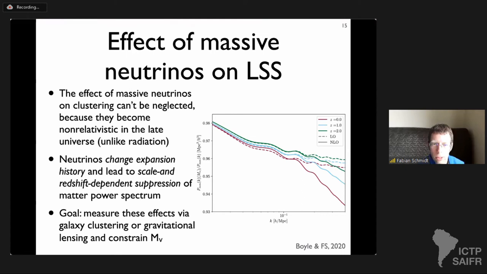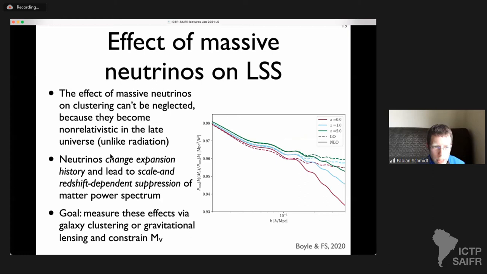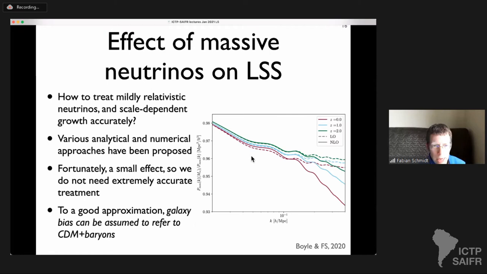And I think I have another slide. Yeah. So currently I should say the constraints on neutrino masses all come from the change in the expansion history. So currently this is not a very interesting probe yet, but with the next generation of data, it will be. And so then we need to be able to model very precisely what they do to large scale structure. And for this, there have been various analytical and numerical approaches that have been studied.